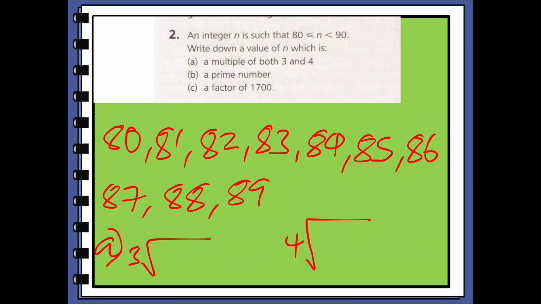Let's try 84. Yeah, I think 84. 3 into 8, that's 2, remainder 2. 3 into 24, that's 8, because 8 times 3 is 24. So 3 can go into 84, and if we try 4 into 84, we get 21. So the answer here is 84. Okay, then we look at B.